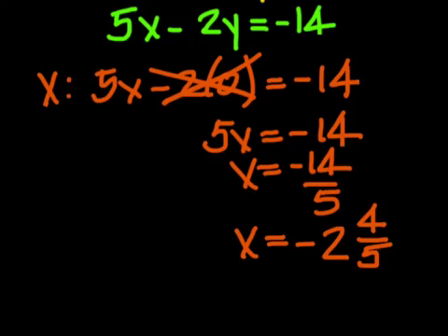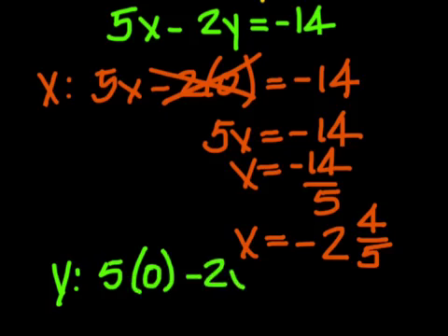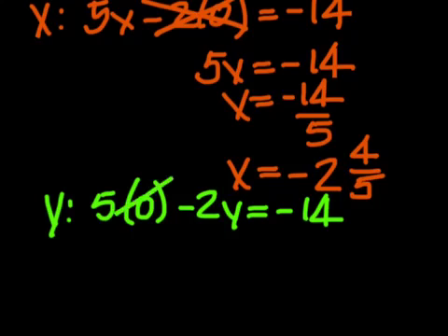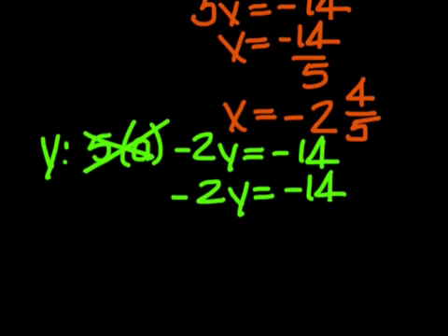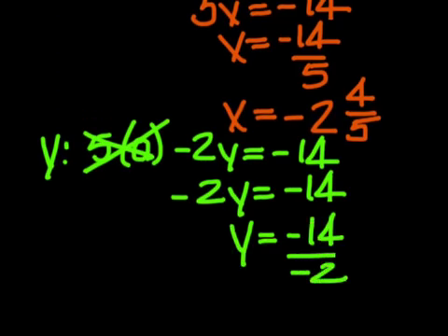And now for the y-intercept. You put a 0 in for x. When you do that, it cancels out the x term. -2y equals -14, and divide -14 by -2 to get a +7.